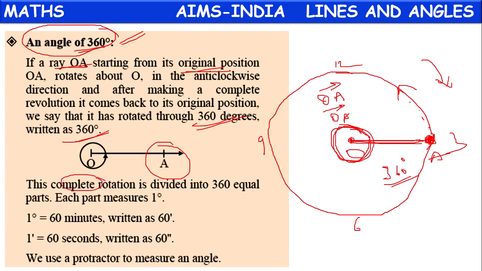So the complete rotation is divided into 360 equal parts. Then each part will be considered as 1 degree.